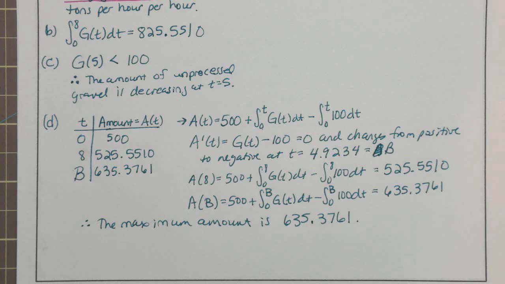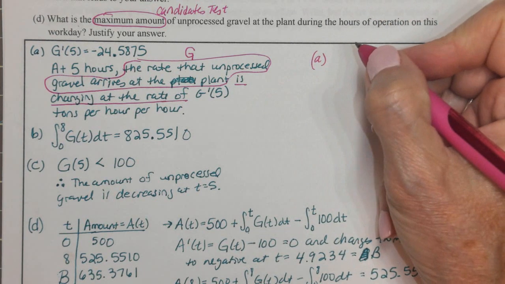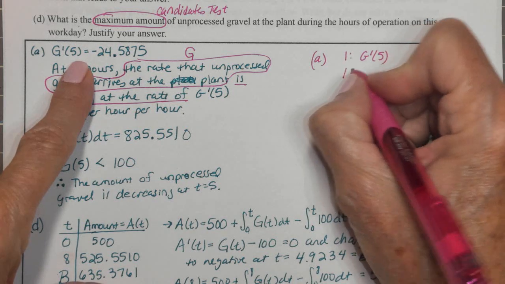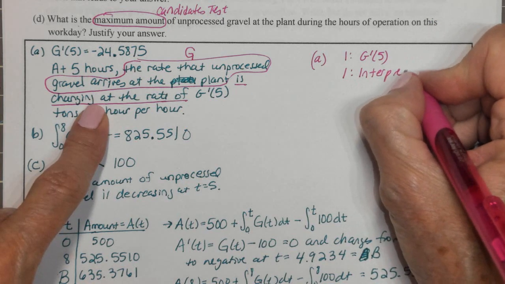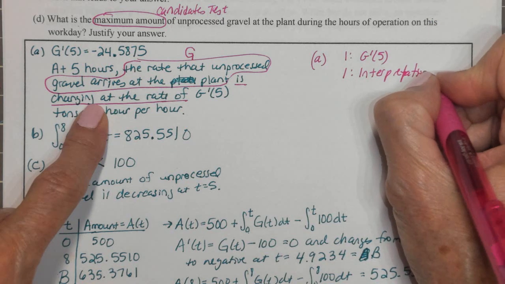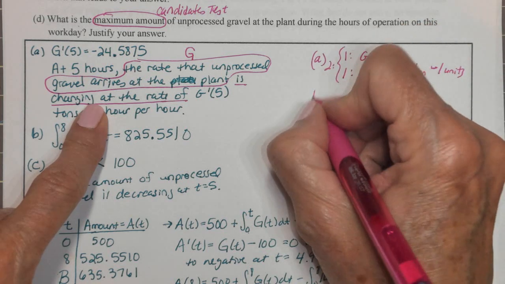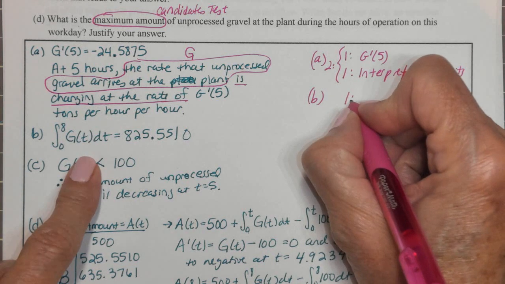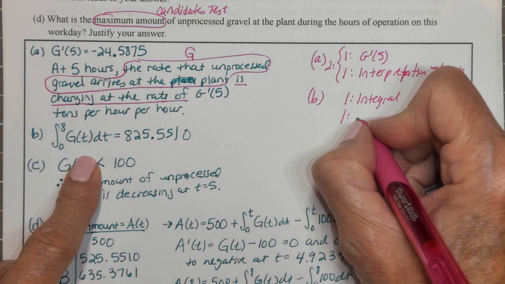Excuse me. Goodness. All right. How was this scored? Part A. 1 point for G prime, the value of G prime of 5, and 1 point for the interpretation with units. Part B was also worth 2 points. 1 point was for the integral. 1 point was for the answer.